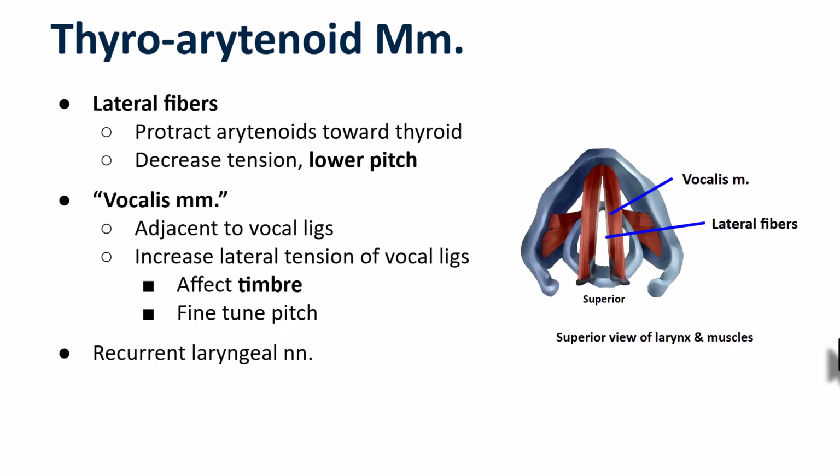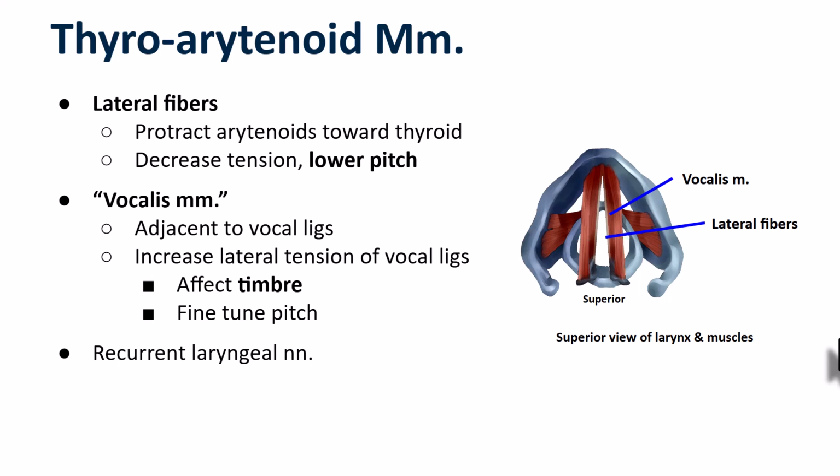Finally, let's look at the thyroarytenoid muscles. The thyroarytenoid muscles are between the thyroid cartilage and the arytenoid cartilages there. They flank the vocal ligaments, and they do a couple of different things for them. So, first of all, the more lateral fibers are going to protract the arytenoid cartilages. They will move them forwards. What that does is decreases tension and lowers pitch. But that's not all that these muscles are capable of.